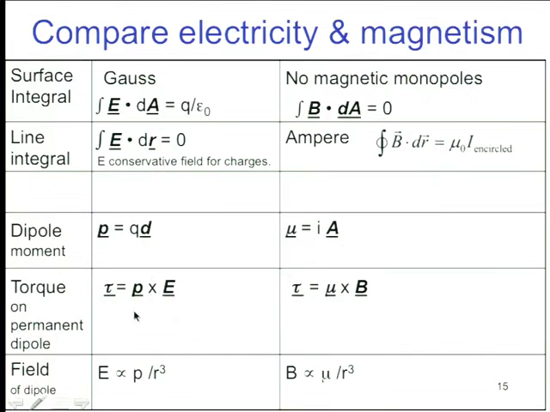We had a torque on an electric dipole, P cross E. We're going to have a torque mu cross B. We had a field due to the electric dipole, which varied inversely as the cube of the distance. And we will find that we have a magnetic dipole field, which varies inversely as the cube of the distance. So there's a beautiful parallelism. If you didn't get electricity the first time, you'll see it again with just B's instead of E's, just transformed a little bit.